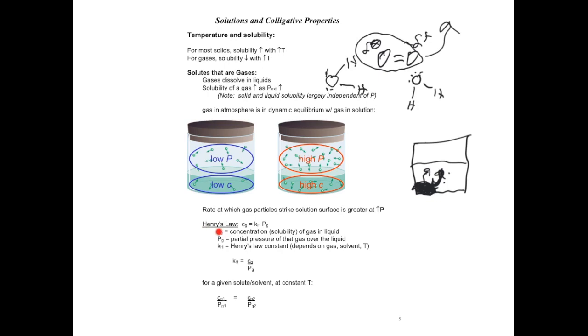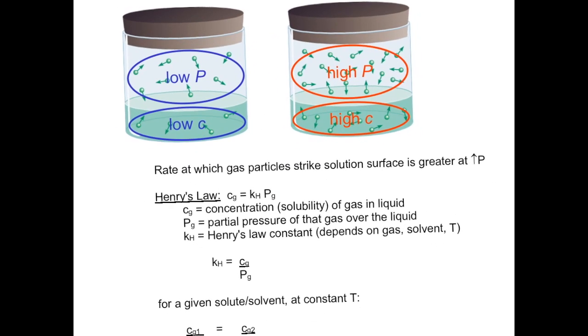This relationship is known as Henry's law, and it can be stated as: the concentration of a gas in a liquid is directly proportional to the partial pressure of that gas above the liquid. The proportionality constant relates the two, and that constant is different for every gas and every solvent, and that's something you would have to look up. It's called the Henry's law constant. So for a given solvent and solute, that solute being a gas, the concentration divided by the partial pressure is always going to give a constant.